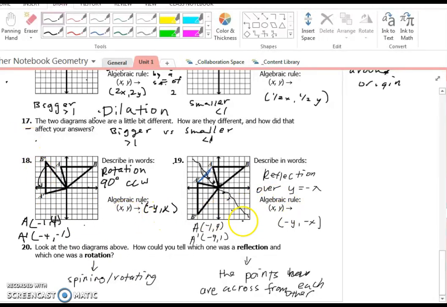All right, so that's your quiz review. Make sure you know how to do these things if you want to pass the quiz. Good luck.